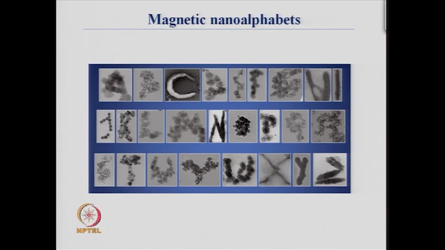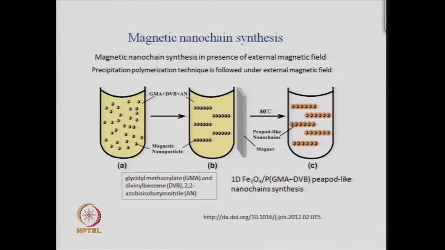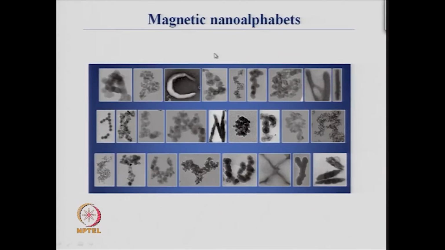So, it is possible to assemble magnetic nanoparticles, but what is the application? Now, we will look at the application. How do you make these assemblies? Like I said, you can assemble them in a particular manner. Say I want it in a linear manner like this, or I want it in a curve like that. How do you plan these kinds of assemblies of nanoparticles which are magnetic in nature?